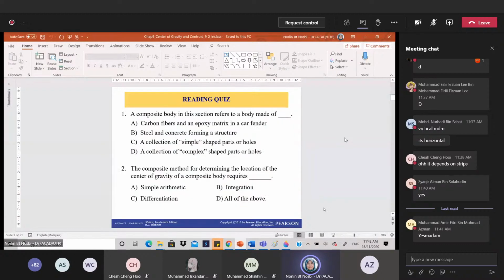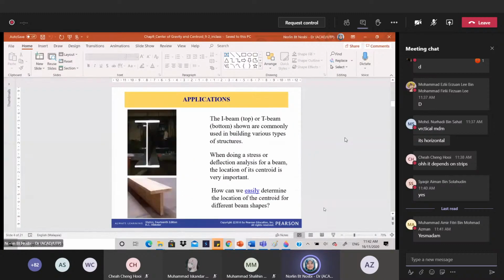Okay, what are the applications? For example, a composite shape or composite body is found in the I-beam and the T-beam. Why do I call it composite? Because this rectangle is a different size, and this rectangle is also a different size, on top here and the same at the bottom. So we can say that this shape is a composite shape. Same goes for this T-beam: on top and at the bottom the size is different.